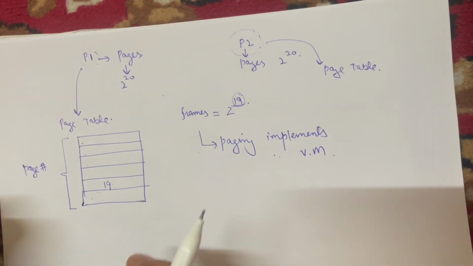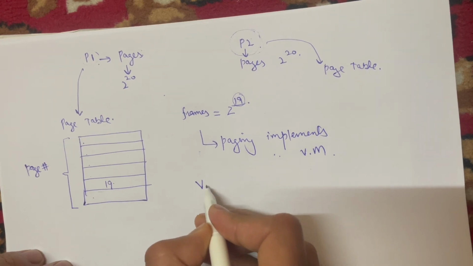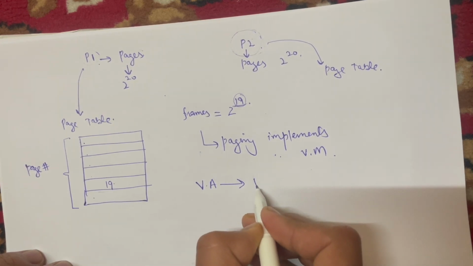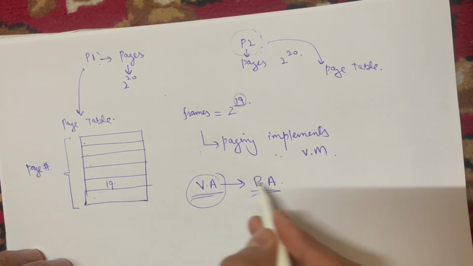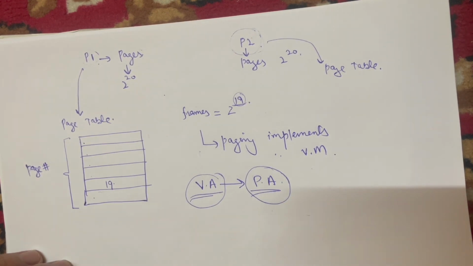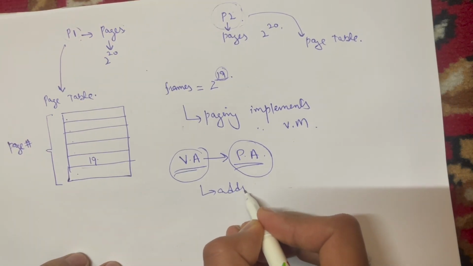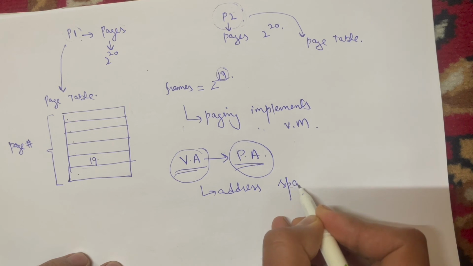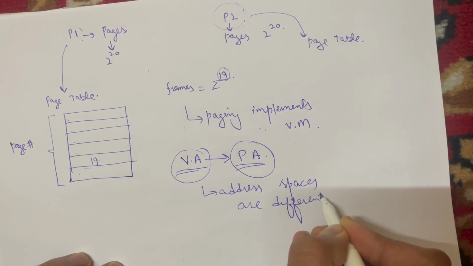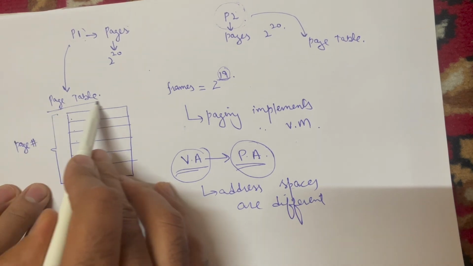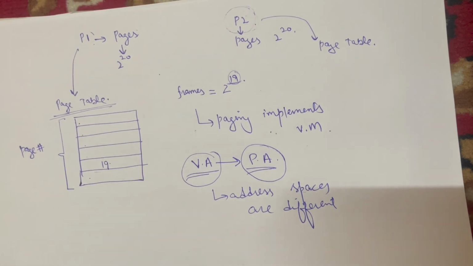Now we have to see how these page tables are accessed, or how our virtual address is converted into physical address, because that is our main aim. Also we have to find out how their address spaces are different. Regarding paging, page tables, and the different types of page tables, we will discuss those things in our next lecture.